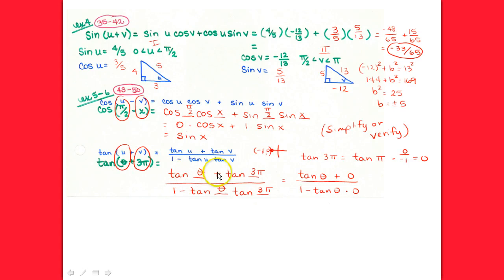So I don't know what tangent theta is, but I do know this whole thing, tangent 3 pi, just equaled 0. So tangent theta times 0 would give me 0, and so I'll just have 1 minus 0 in the bottom. So tangent theta over 1 would just give me tangent theta. So they said simplify, but they could have from the very beginning said verify that this is equal to tangent.